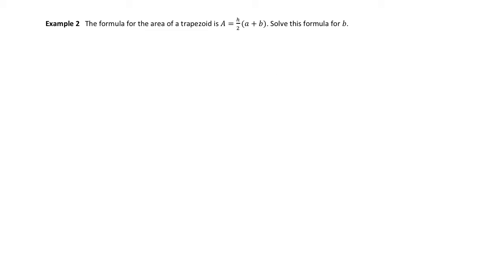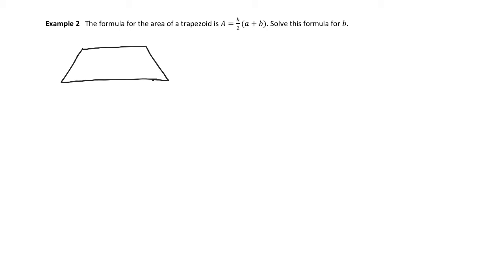And for the second example here, now our formula that's given in the question, A is equal to h divided by 2 times a plus b. This formula has some context. It's the formula for the area of a trapezoid. So I'll sketch one of those. So this is the shape of a trapezoid.